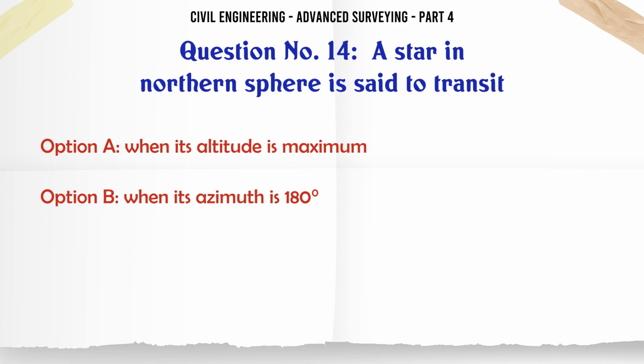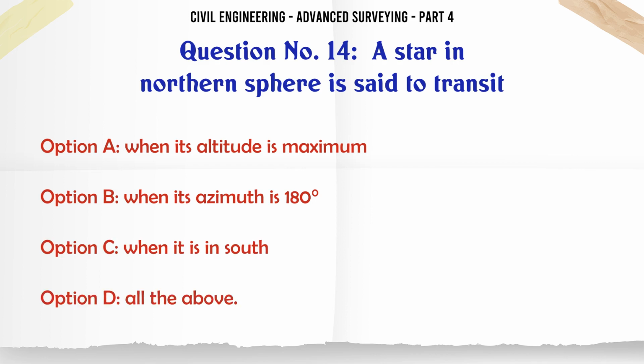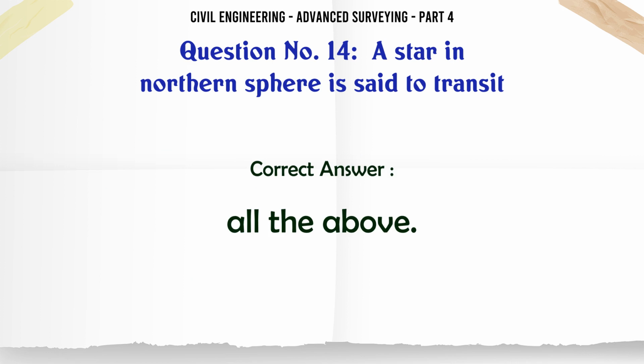A star in northern sphere is said to transit A. When its altitude is maximum. B. When its azimuth is 180°. C. When it is in south. D. All the above. The correct answer is all the above.